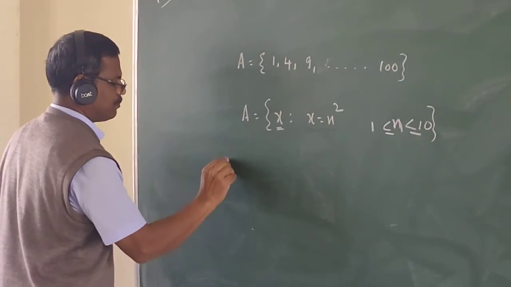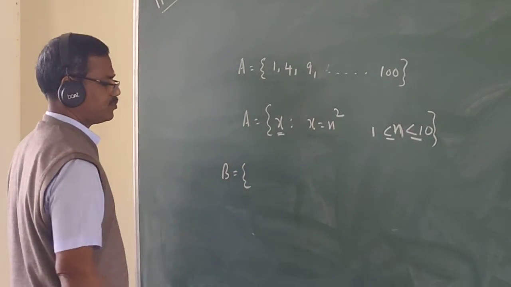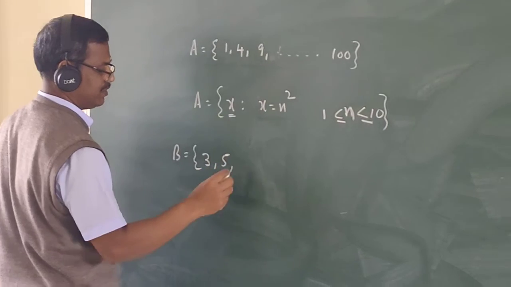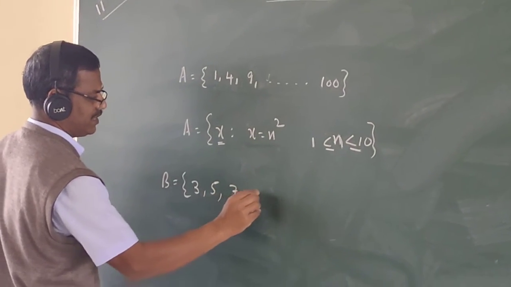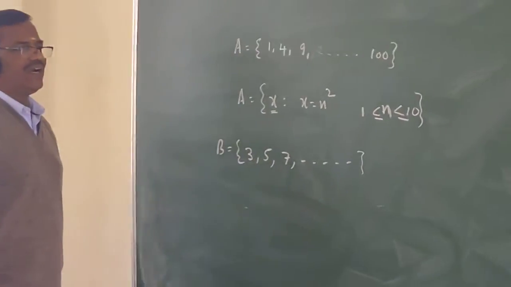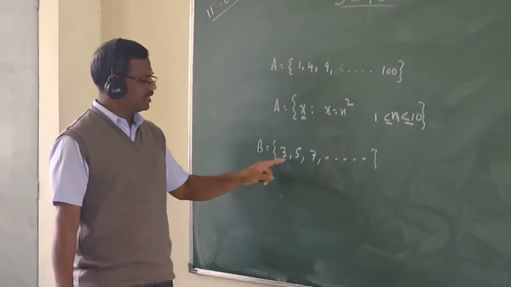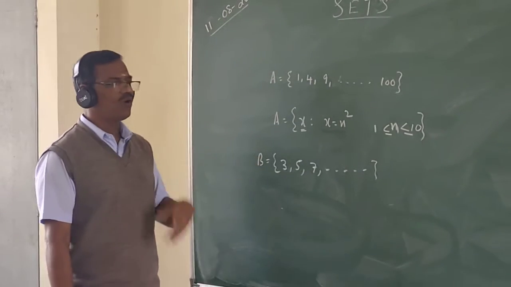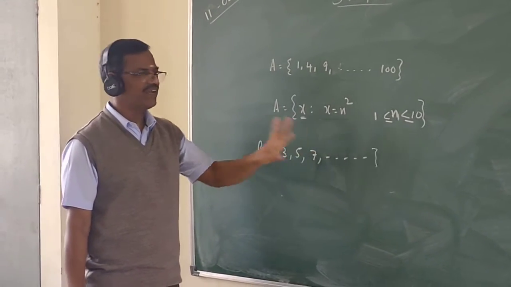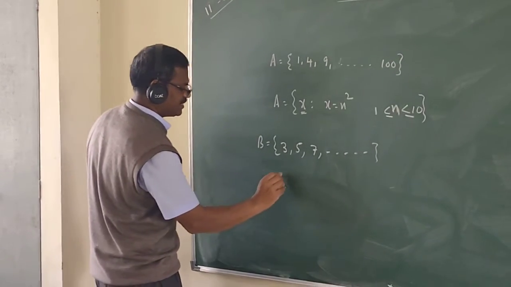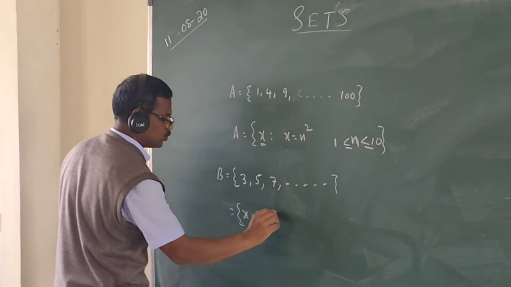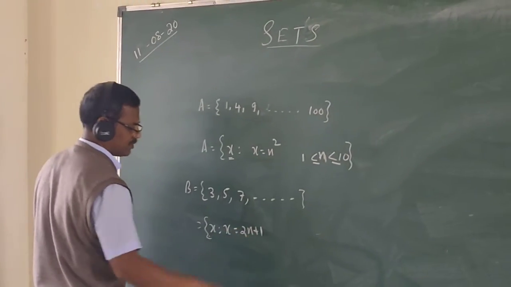Now, one more example. Say B is equal to 3, 5, 7, etc. It goes like that. You can see that they are odd numbers, but all odd numbers are not there. It starts from 3, 5, 7, etc. So I can write this as the set of all x such that x is equal to 2n plus 1.